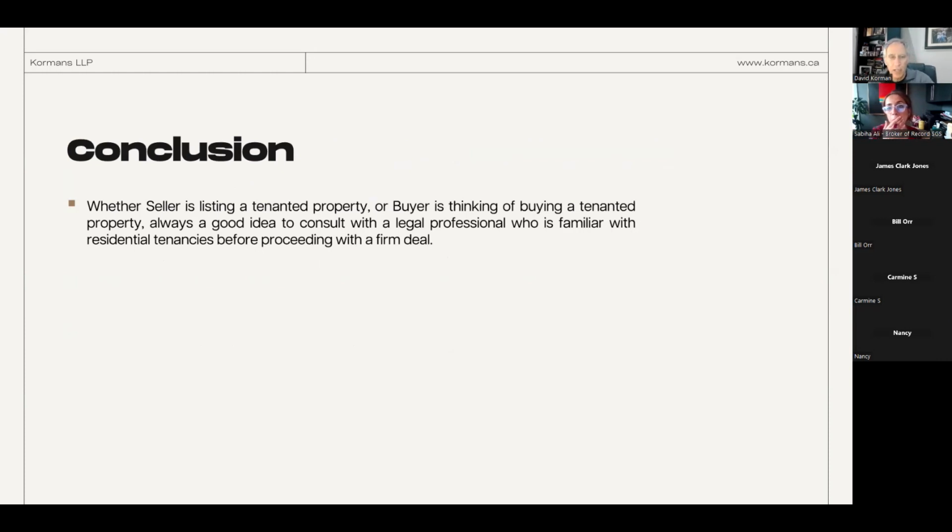So to conclude, whether the seller is listing a tenanted property or the buyer is thinking of buying a tenanted property, it's always a good idea to consult with a legal professional who's familiar with residential tenancies before proceeding with a firm deal. I'll take this one step further. Oftentimes we want to bring in that paralegal who goes to the tribunal all the time, because they can provide valuable insight that most of us lawyers just don't have when dealing with residential tenancies, because we in fact don't go in front of the tribunal.